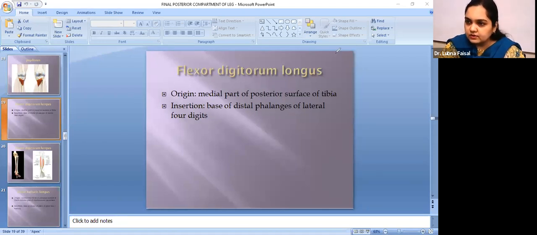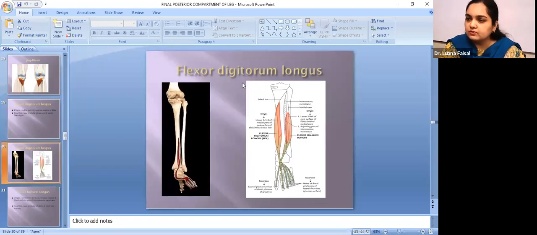Now just have a look at this slide. Posterior surface of the tibia, the medial part of the posterior surface of the tibia is the origin, and then later on the four tendons go to the distal phalanx of the lateral four digits, not for the big toe. Flexor hallucis longus will divide and form the tendons for the big toe.